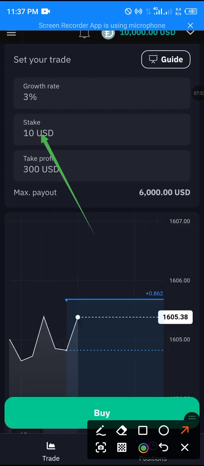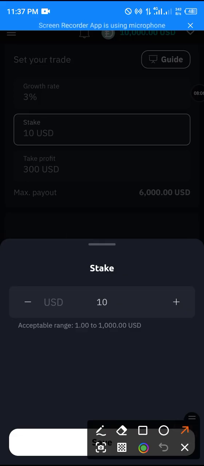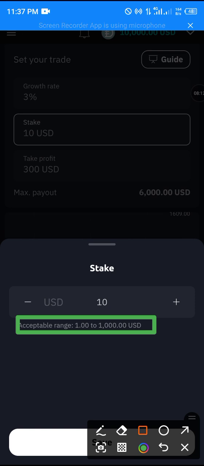Now after you have come to stake, you click on it. If you have $10 to trade, like you want to use $10 to trade, because in this accumulator you can even use $1. If you look at this place now, you will see that the acceptable range here is from $1 to $1,000. So you can use $1 to trade accumulator, you can use $2, you can use 10, you can use 20, you can use 100, any amount you want to use and trade this accumulator, you are good to go, as far as it's starting from 1.